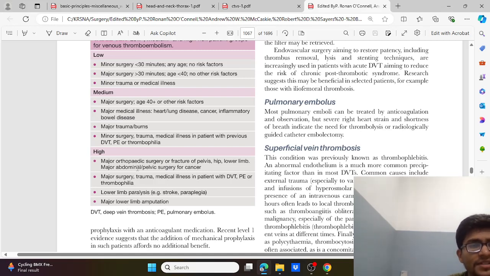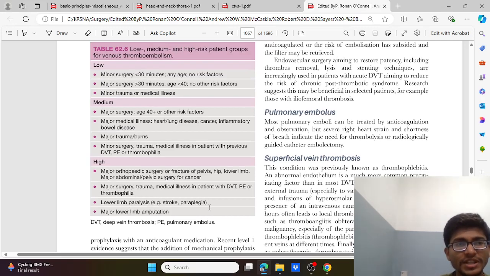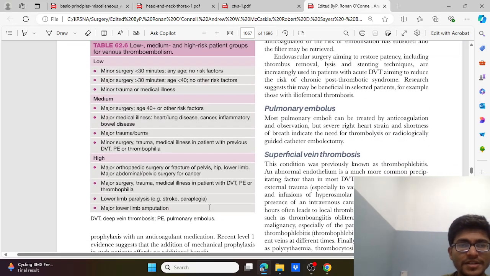So we have to consider the high risk patients specially. So either orthopedic surgery of hip, pelvis, lower limb, abdominal surgery for cancer, pelvic surgery for cancer. These are some. Major surgery in a patient who has a previous history of DVT or pulmonary embolism, lower limb paralysis, or major lower limb amputation. So these all will constitute high risk patients.